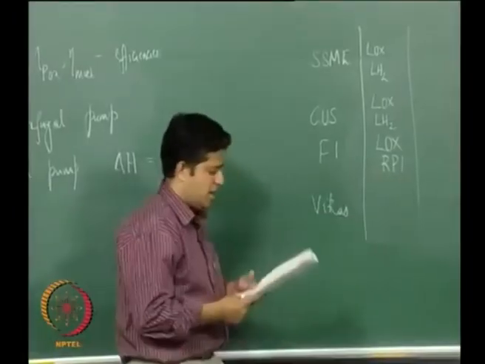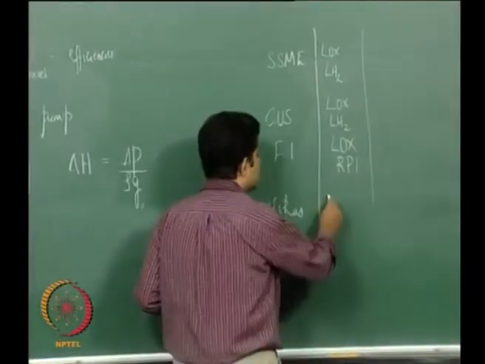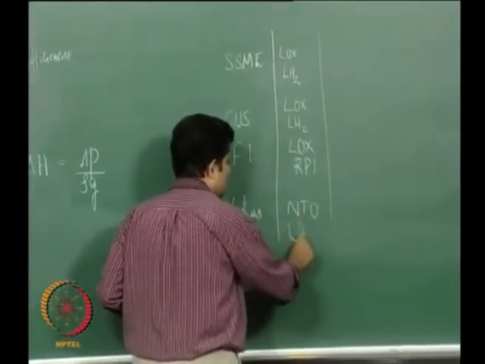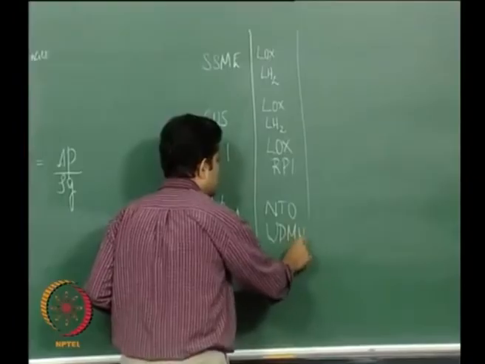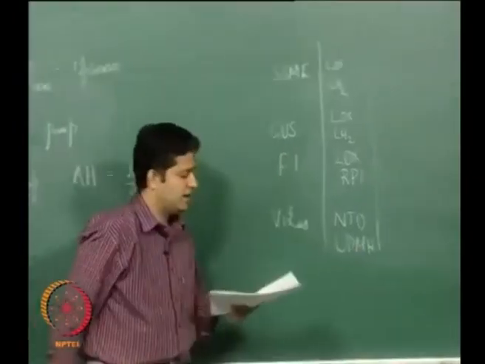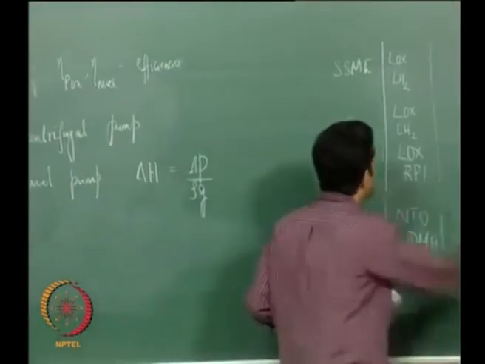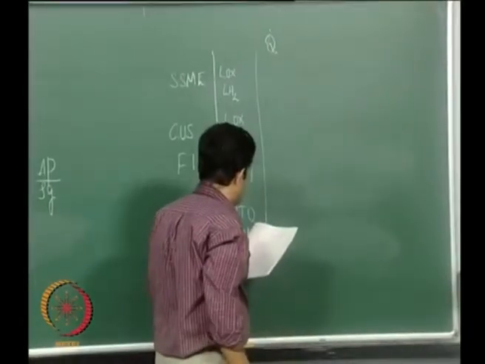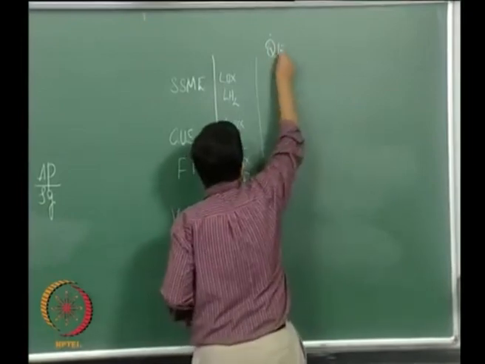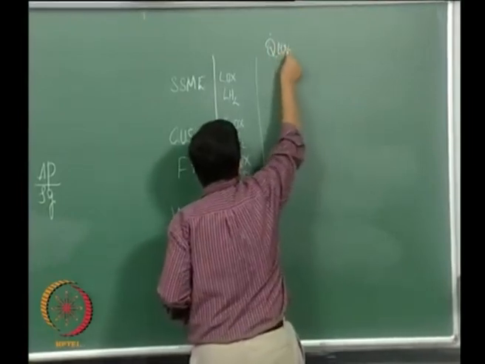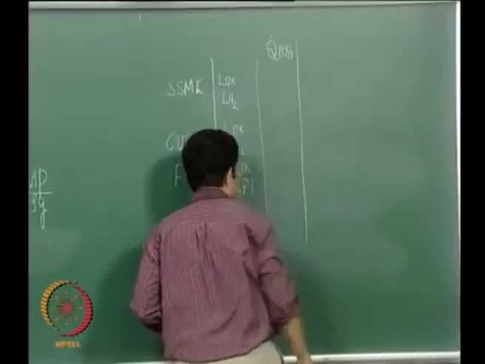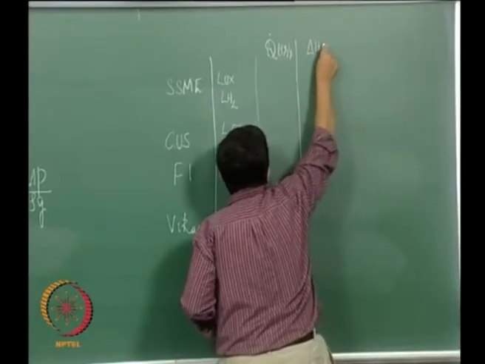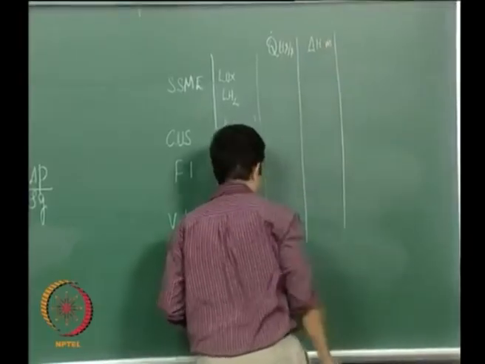Okay. Then the Vikas engine uses nitrogen tetroxide and UDMH, unsymmetrical dimethyl hydrazine. So, the Q dot in liters per second and then delta H.